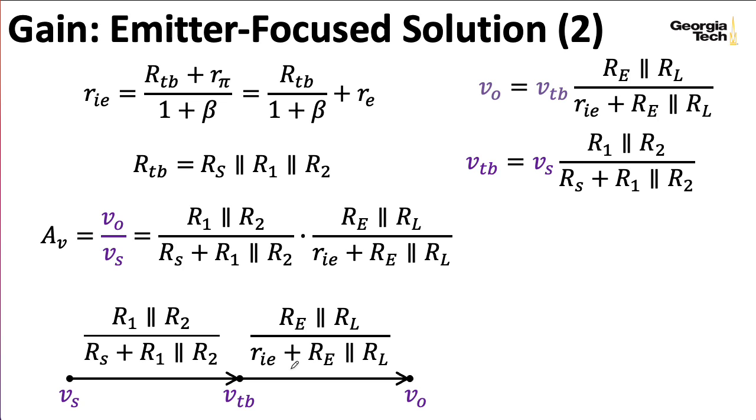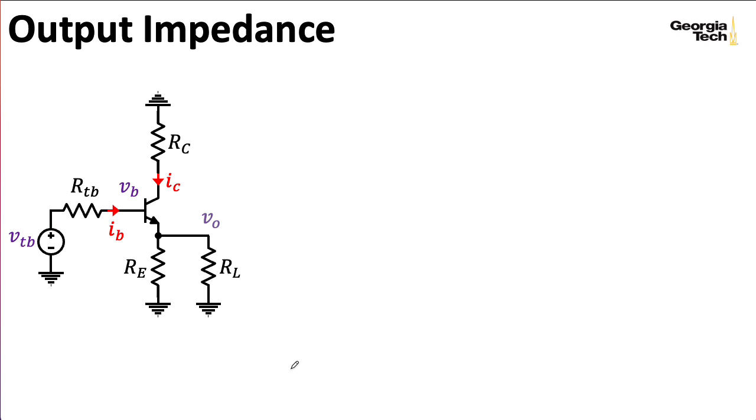All right, so that's the gain. What about the output impedance? So we're going to define the output impedance looking into the junction of RE with the emitter of the BJT, but not including RL. That's considered not part of the amplifier.